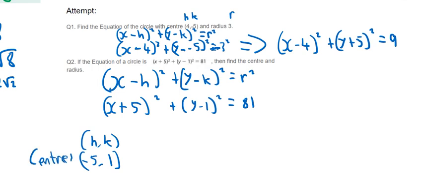And my radius then, because r squared is 81, so r squared equals 81, then r equals the square root of 81, and we know that the square root of 81 is 9.